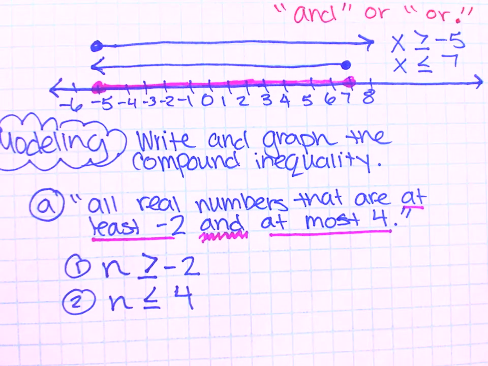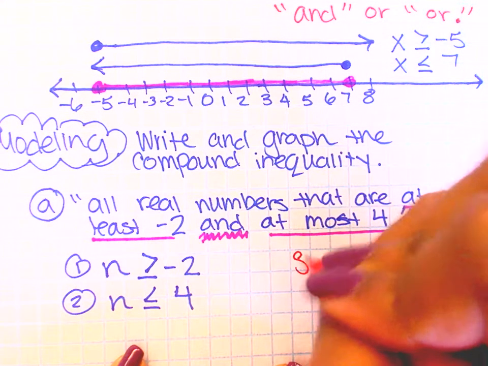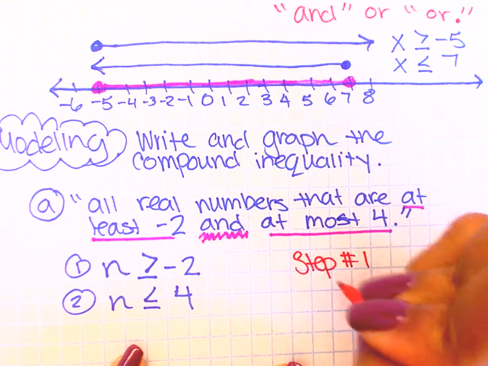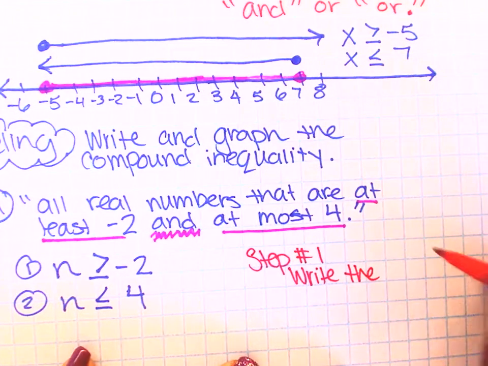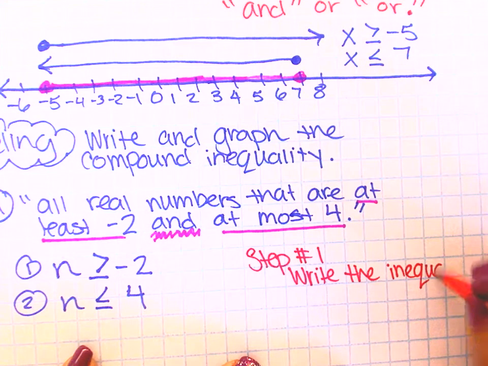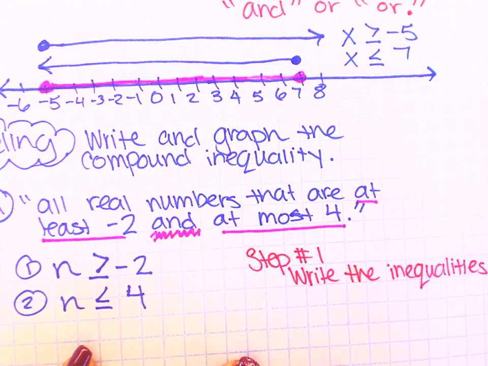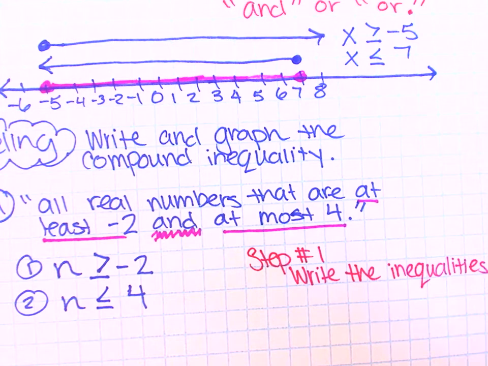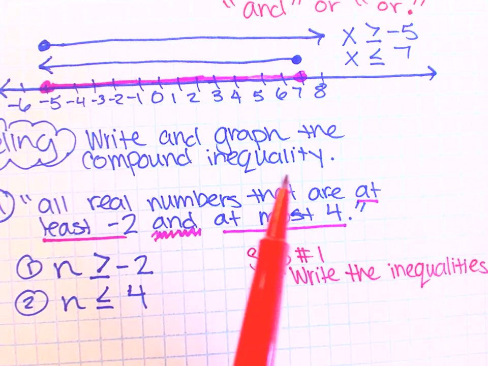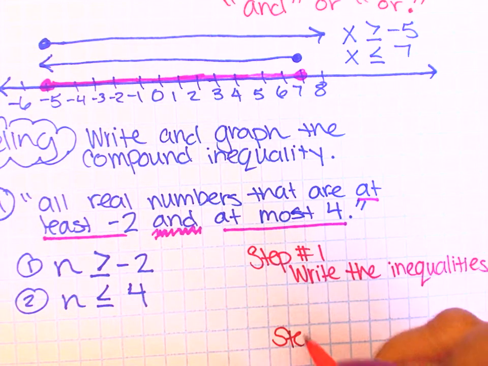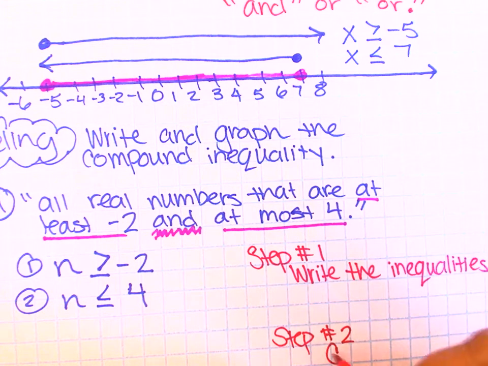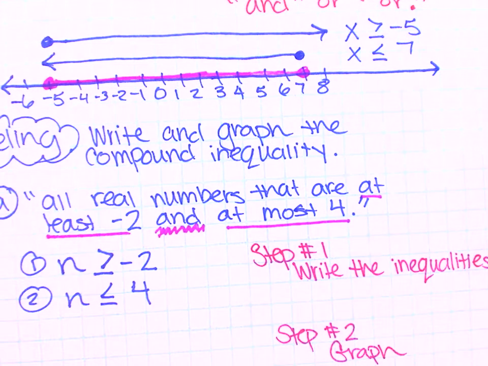So if we go on the side and write that step, step number 1 is to write the inequalities. So that's what we do. Now that we know, because part of the direction said to write it, now we need to know how to graph it, okay? So that's step 2, graph. That should be pretty easy.